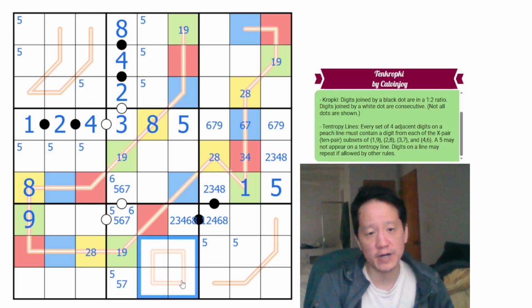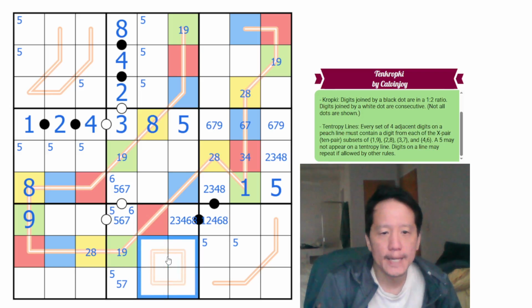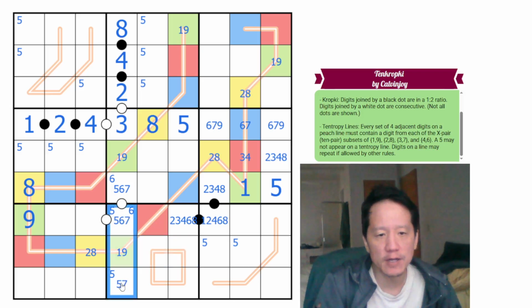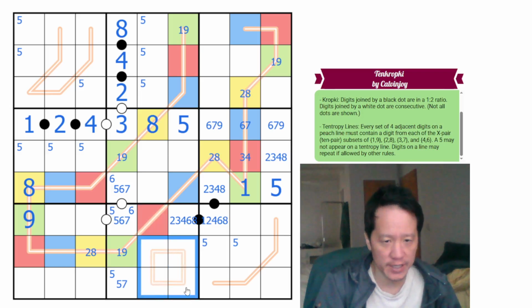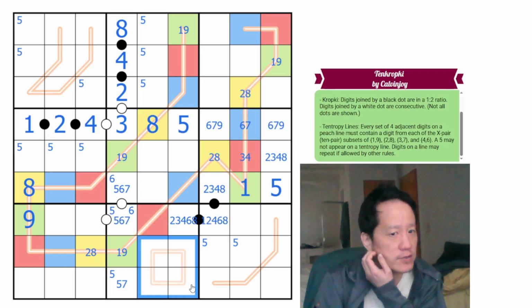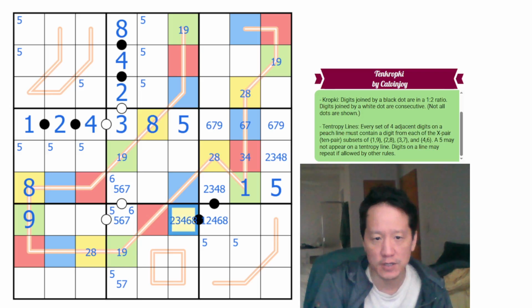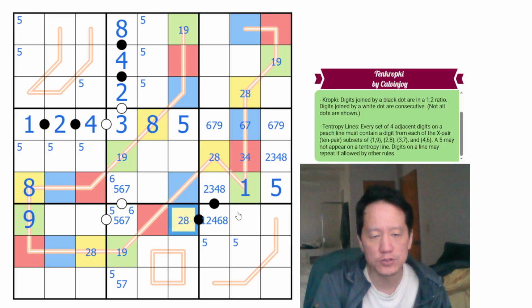In this box, well, 2 and 8 cannot be in any of these cells. 2, 8 cannot be the red cell. One of 2 or 8 is in this Tenkropki cell, but where's the last one? It has to be here. So this has to be a yellow, and it must be 2 or 8.